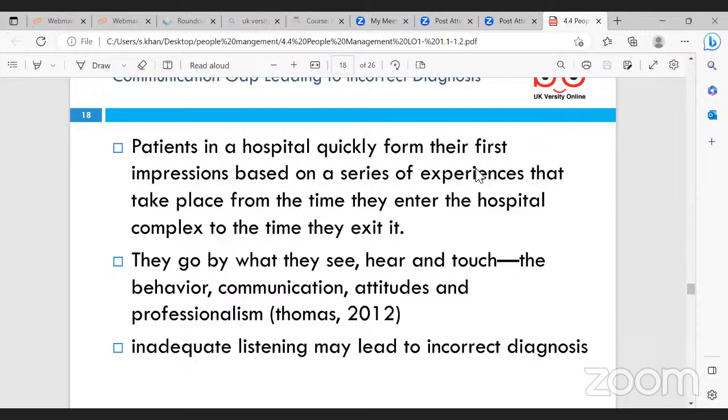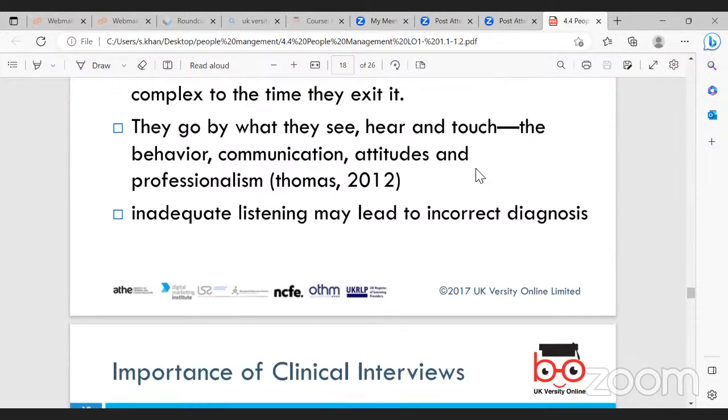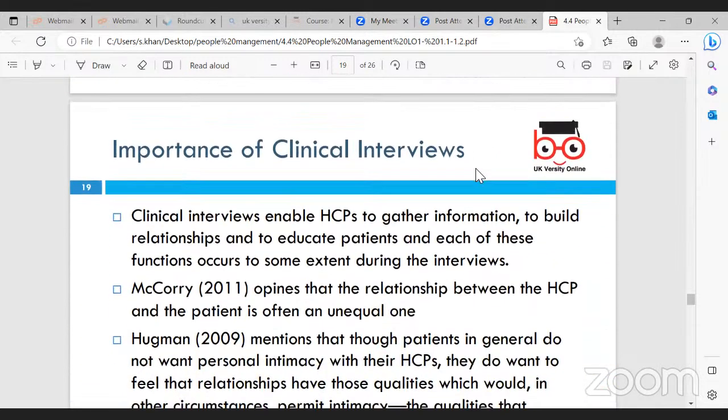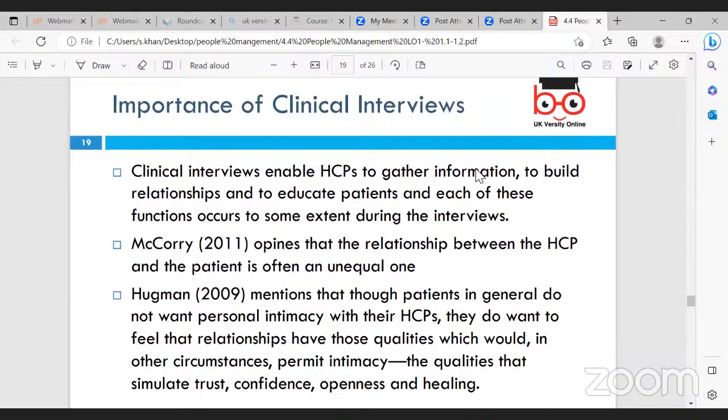So it's really, really important that you listen, because sometimes we listen, but we don't take it all in. Importance of clinical interviews. Clinical interviews enable healthcare professionals to gather information, to build relationships and to educate patients, and each of these functions occurs to some extent during the interviews.